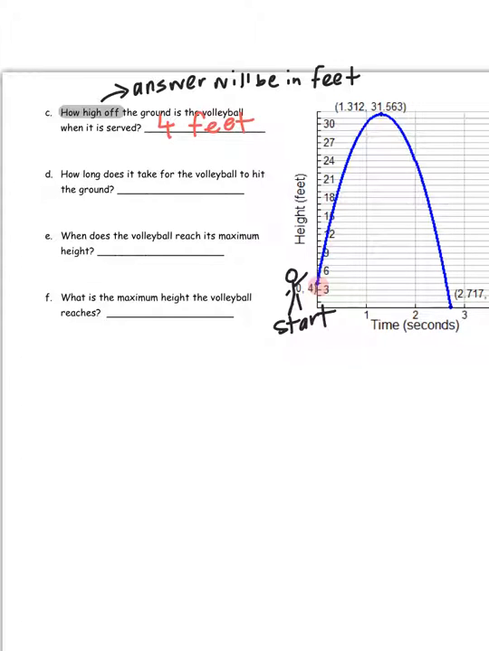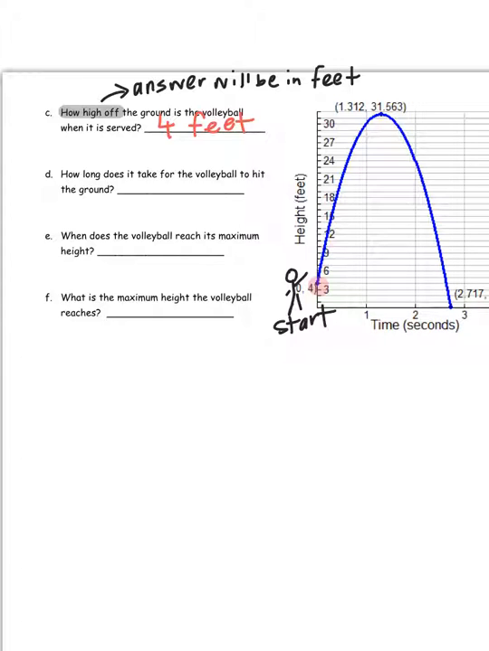And if you ever played volleyball, that should make sense. 4 feet. When you serve the volleyball, it doesn't start on the ground, it starts in your hands. So the person that's serving this volleyball is probably around 4 feet tall, maybe a little bit higher. So the ball is 4 feet up.